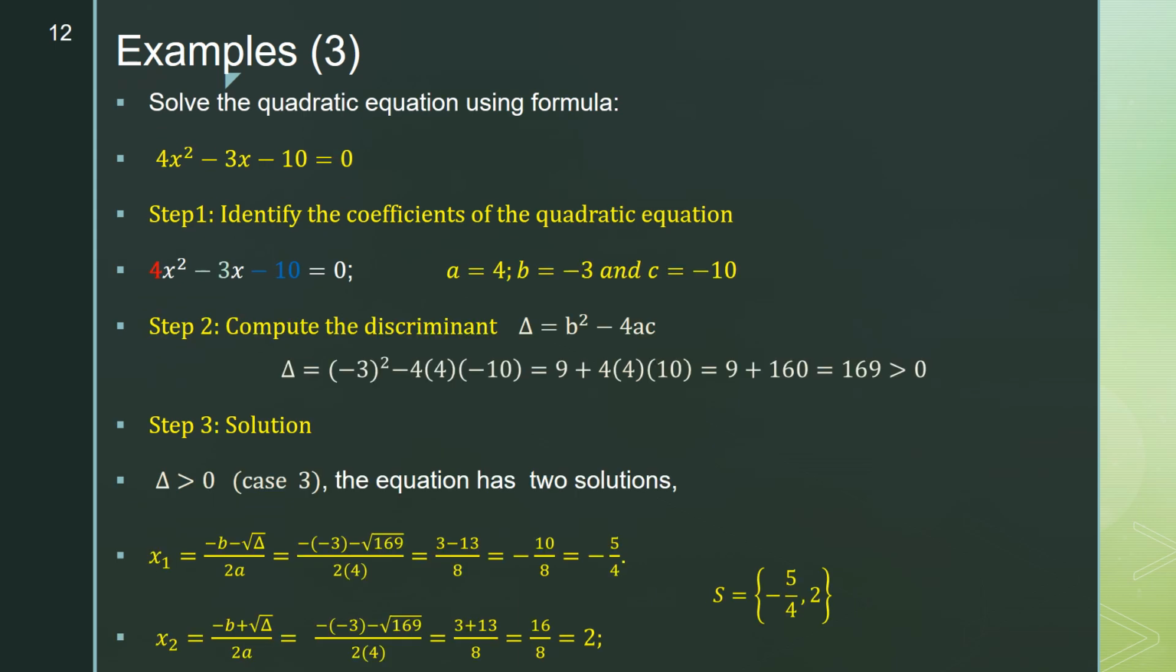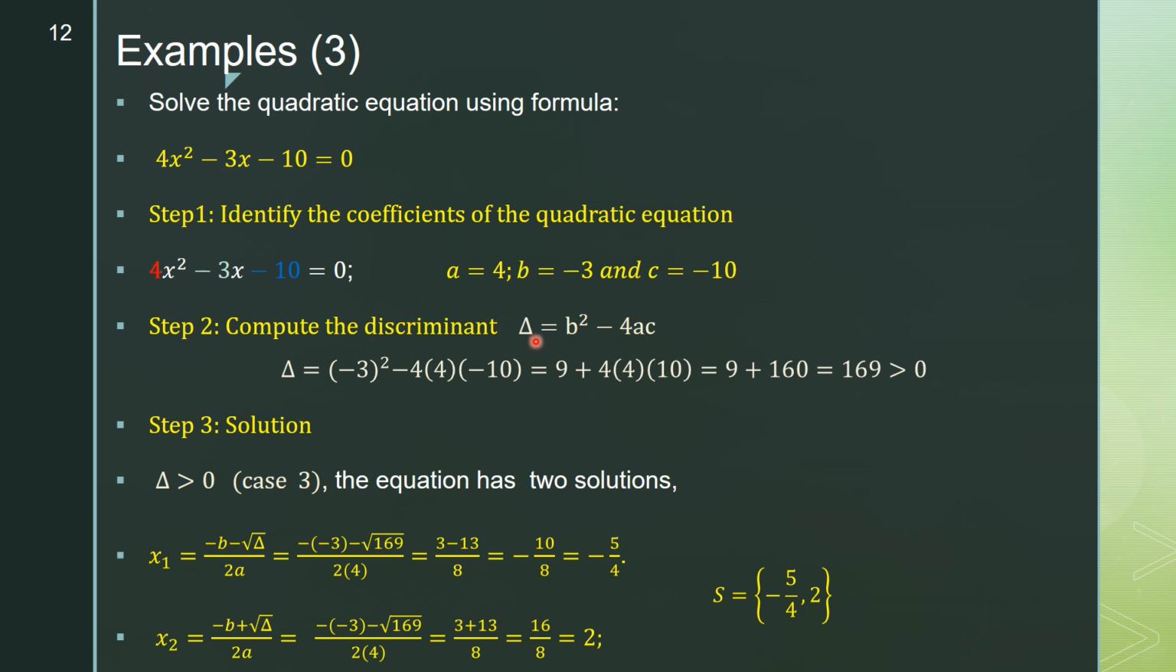Now, next example, solve the quadratic equation using the formula. This is the equation, 4x squared minus 3x minus 10 equals 0. And then here we have step 1, identify the coefficients of the quadratic equation. A is 4, B is minus 3, and C is minus 10. We write these here.